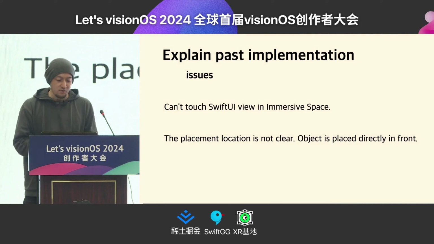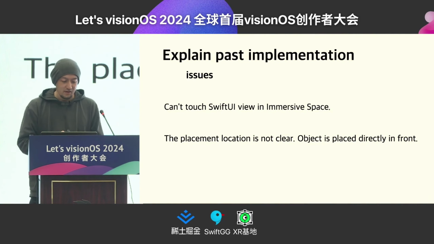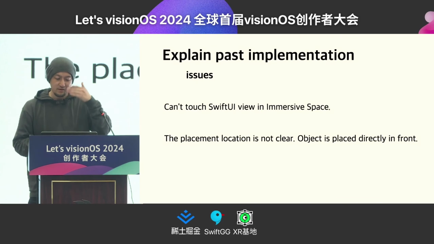So the issues are 2 points. Can't touch the SwiftUI view in immersive space. The placement location is not clear. The object is placed directly in front.